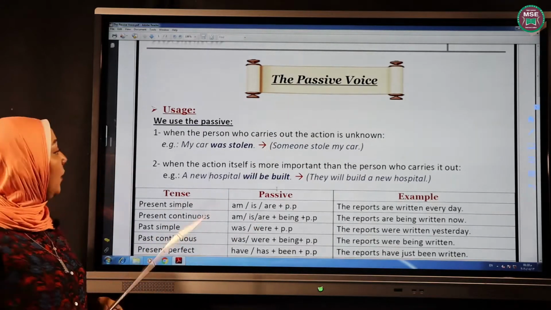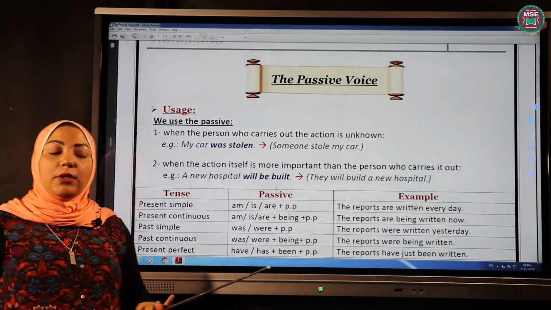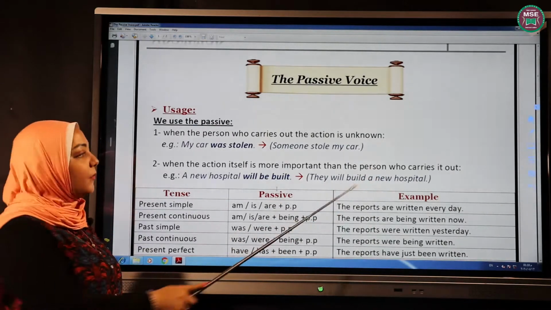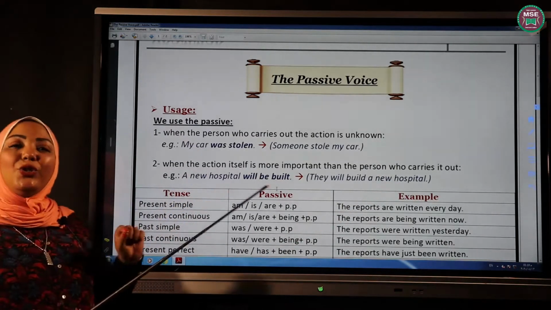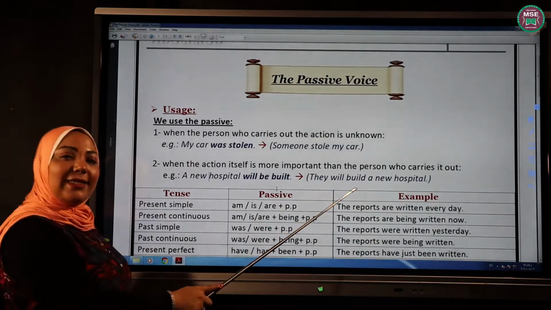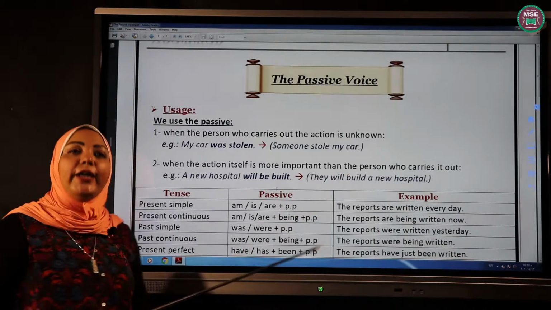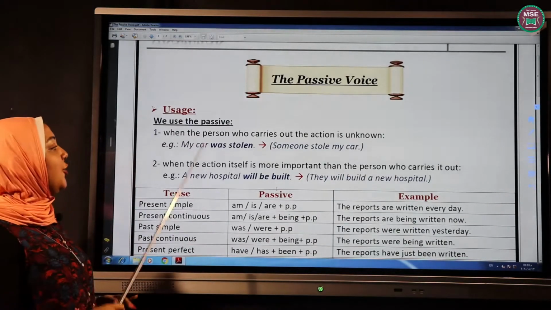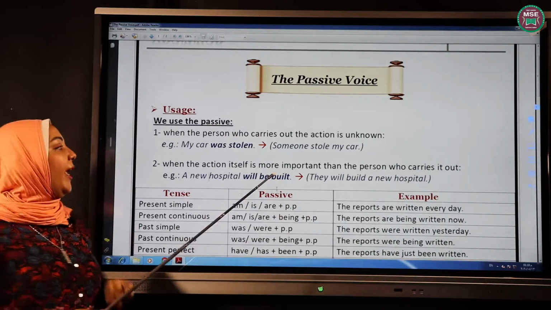Okay. Have a look at the second sentence to check the steps that we have applied in the previous one. They will build a new hospital. Where is the object here? It's a new hospital. So we started with it in order to focus on the action itself, as we said. Then, what tense is it? It's will build. What tense? Very good. It's future.